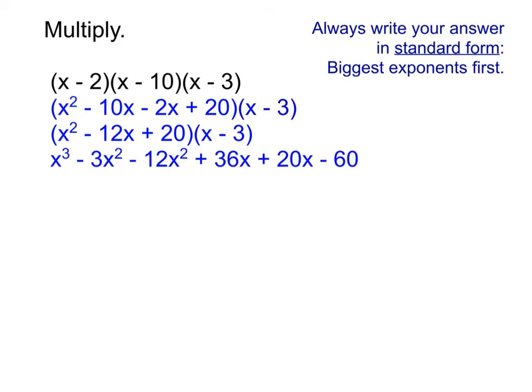When you've multiplied everything in the first parenthesis by everything in the second, this is what you should end up with. So check that, and then you combine your like terms. All right, and when we combine the like terms, this is where you should end up. We get a cubic as our answer. So x cubed minus 15x squared plus 56x minus 60.